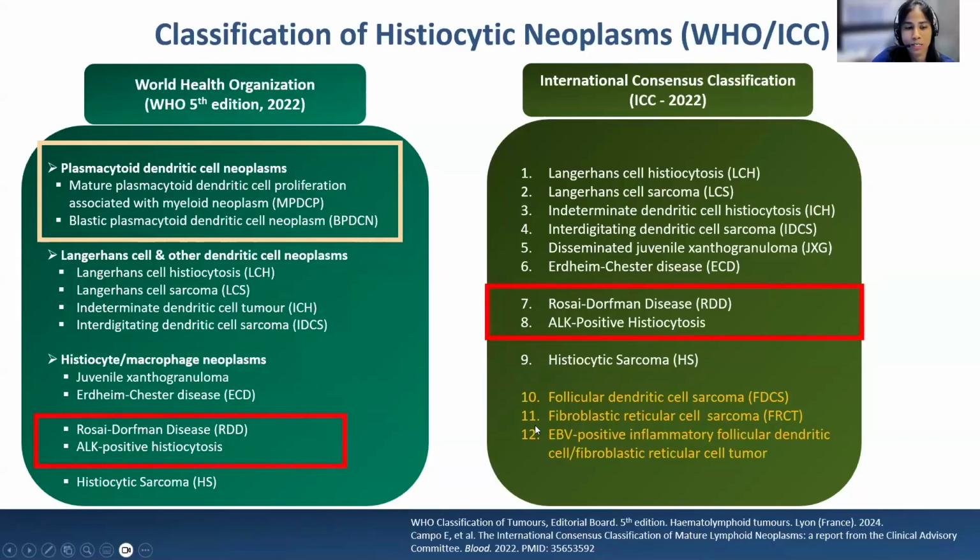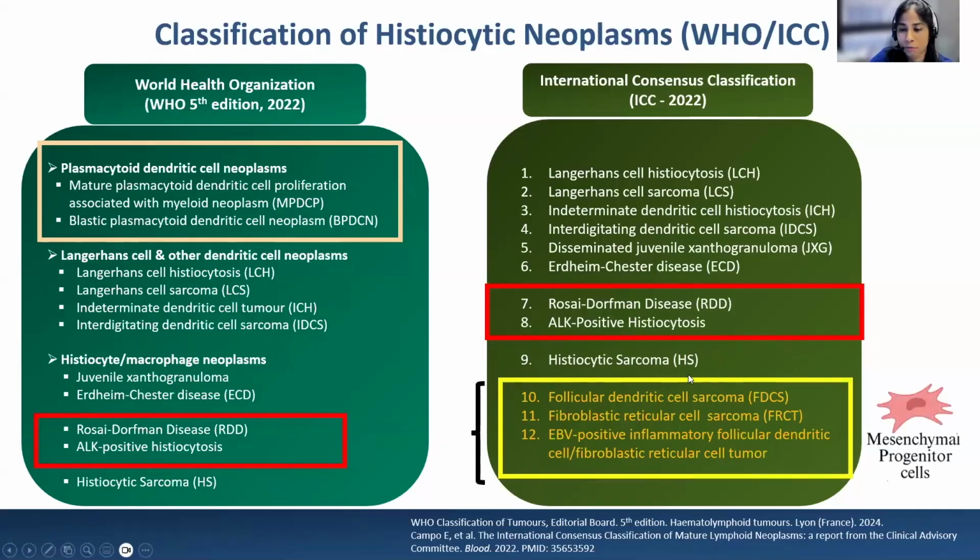The second important update is that Rosai-Dorfman disease and ALK-positive histiocytosis have been recognized as distinct histiocytic neoplasms in these classifications, which is a change from the prior WHO 2016 classification of hematopoietic tumors. The third distinction is follicular dendritic cell tumors. They are derived from mesenchymal progenitor cells, and they are independent of bone marrow, unlike other histiocytic neoplasms.